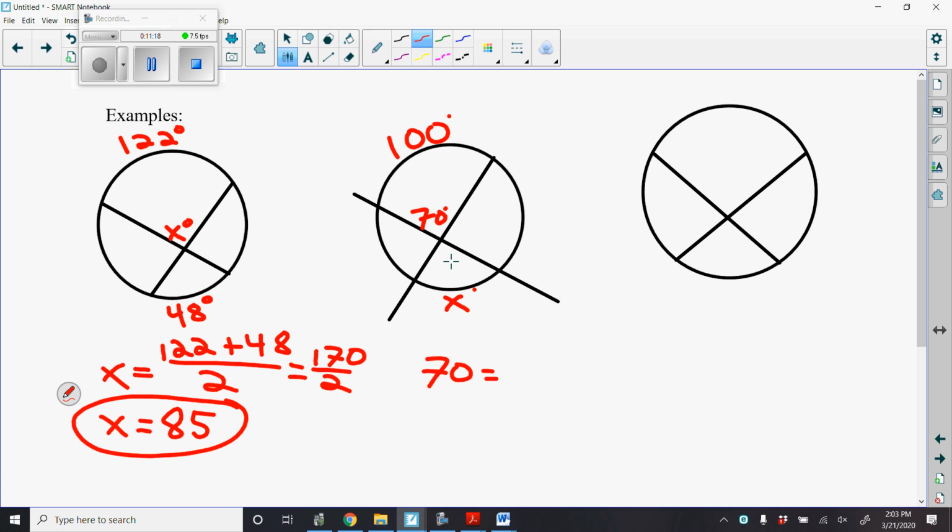bend plus bend over 2. Notice the difference here. In this one, x was already by itself. In this one, x is most definitely not by itself. So I have to solve it a little bit differently. My question for you is, how do I get x alone? Well, x has got a couple things going on here, but I want to first get rid of this fraction. So I'm going to multiply both sides by 2.